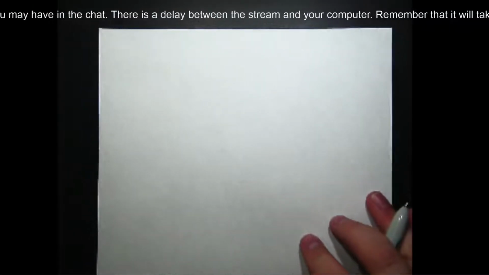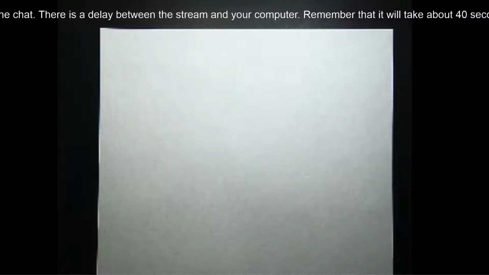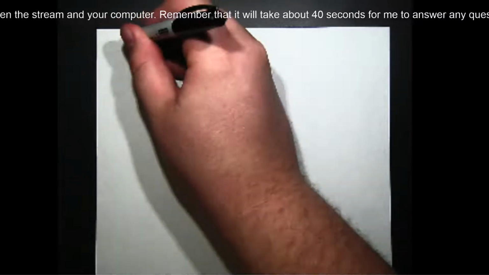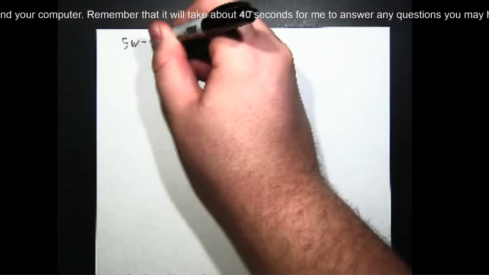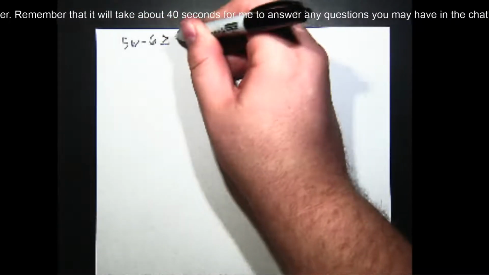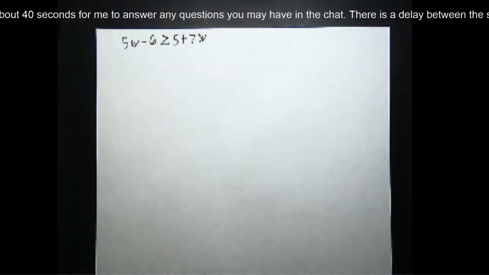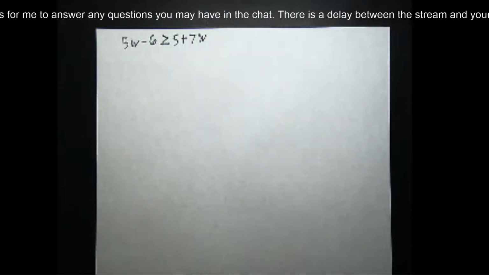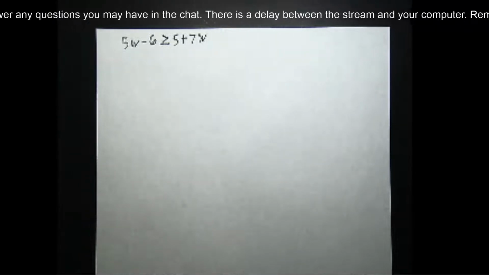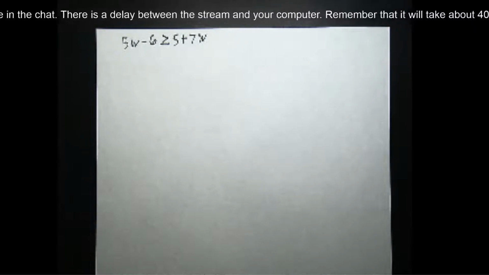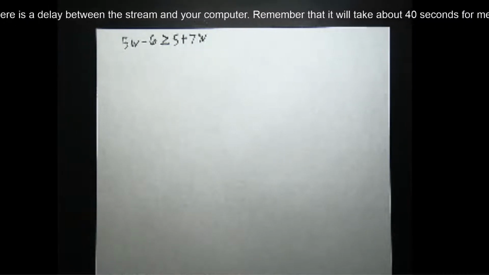So number 1 says, consider the following linear inequality. And it gives us 5w minus 6 is greater than or equal to 5 plus 7w. Okay, so what it wants us to do is solve this and put our answer in terms of an interval. And then it also wants us to graph it.